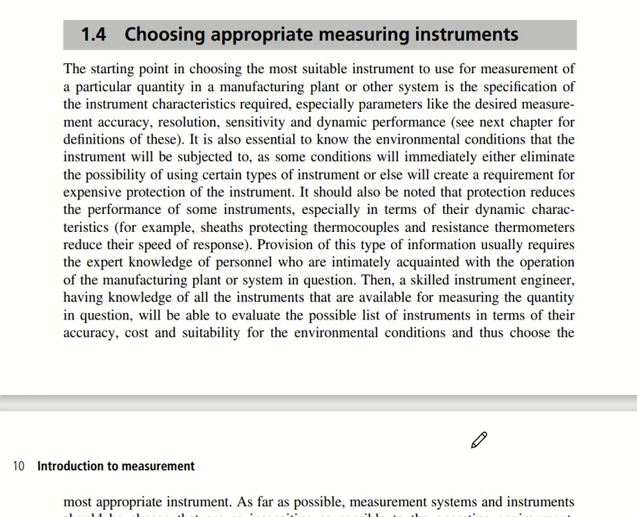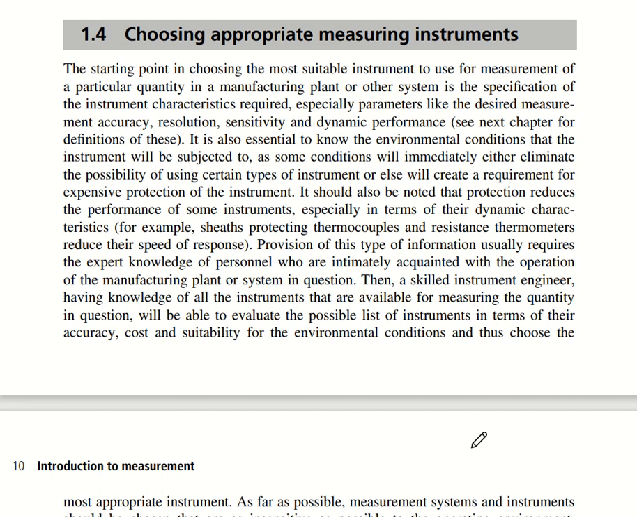It is also essential to know the second one, the environmental conditions that the instrument will be subjected to, because some conditions will immediately either eliminate the possibility of using certain types of instruments or sensors, or else will create a requirement for expensive protection of the instrument or additional gear and accessories.